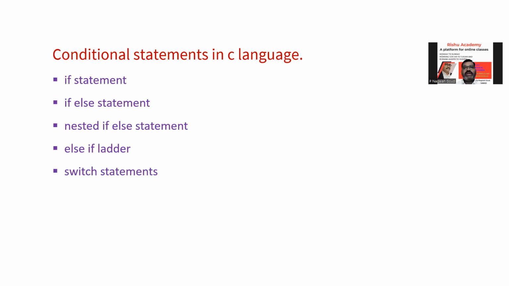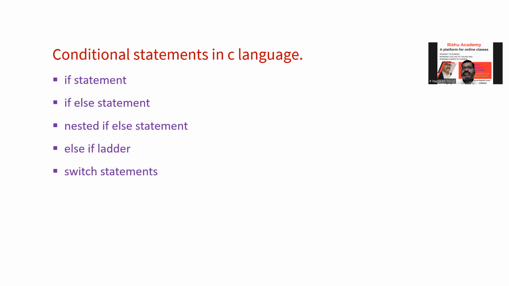Decision-making statements or conditional branching statements are used to control the sequential execution of the program based on a certain condition. That is, the conditional branching statement makes use of a condition. Based on the condition, the control will be jumped to one part of the program. If the condition is true, it will execute one part of the program. If the condition is not true, it executes another part of the program.